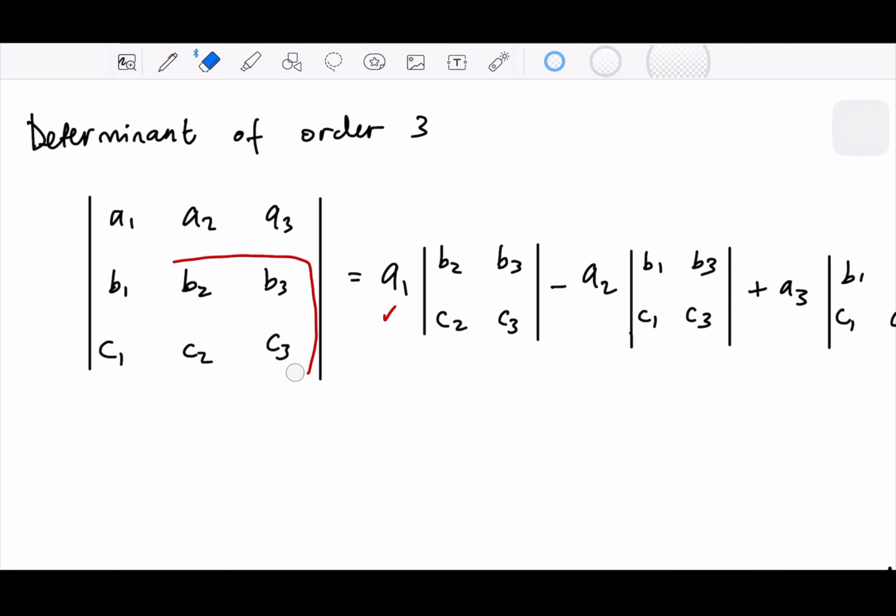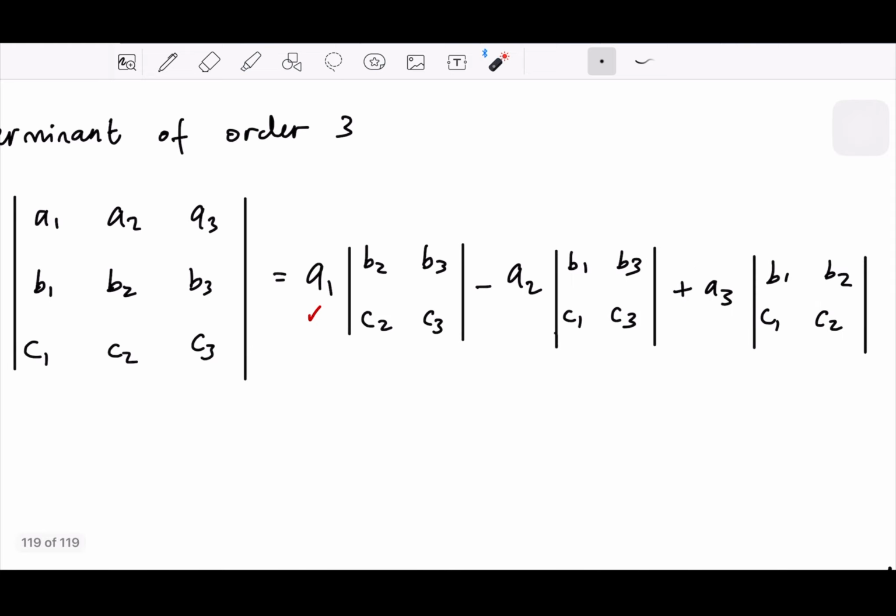And then do the same thing for A2. So A2, let's cover the whole row and column, and we are left with B1, B3, C1, C3. That is this square. So determinant of this, but we need to multiply with negative. Later when we learn about matrix, I will tell you why we need to have this negative.